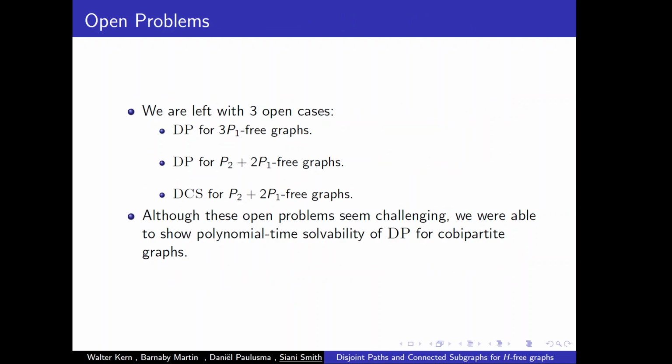So as we've just seen, the open problems that we're left with are disjoint paths for 3P1 free graphs and for P2 plus 2P1 free graphs, along with disjoint connected subgraphs for P2 plus 2P1 free graphs. And these seem difficult. We haven't managed to make full progress on them. But one thing we have been able to show is that disjoint paths is polynomial time solvable for co-bipartite graphs, which form a subset obviously of 3P1 free graphs.